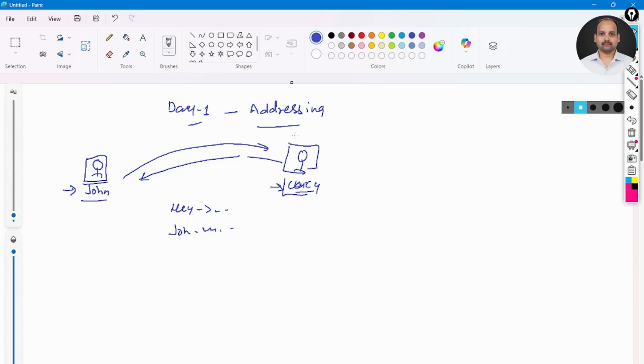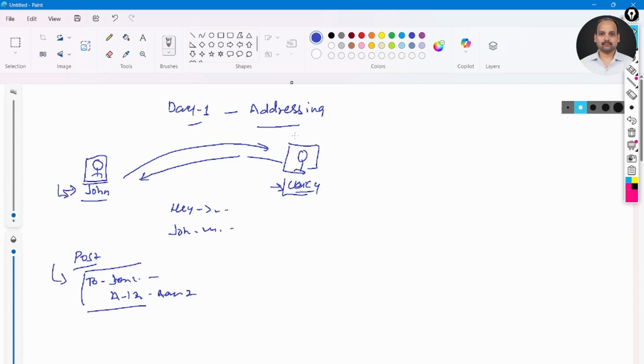In a real scenario, if you are sending something by post, you put the whole address to John and something like that. This is the address: 8 8 12, area something, area 2, and like that. Then Lucy will send the post to John, and John is going to receive it. So here there are two addresses contained.